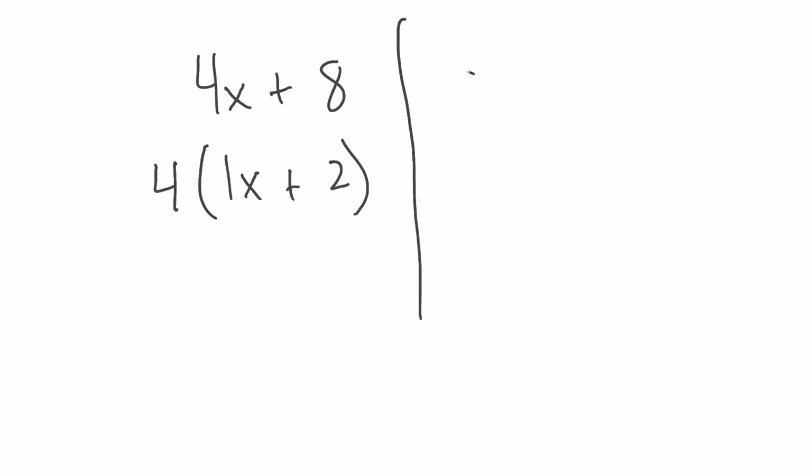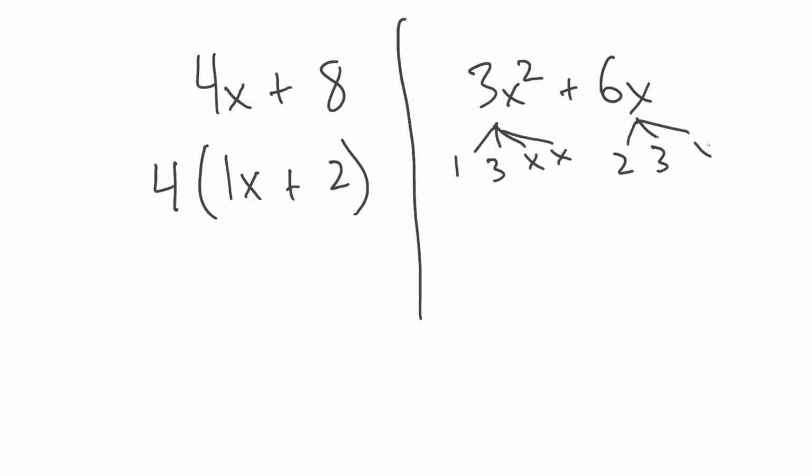Let's look at another example. Let's say I had 3x squared plus 6x. Now, if I were to factor this, I would say 1, 3, and then x, and an x, and if I was to look at 6, I would say 2, 3, and x. Again, I want to find out what the GCF is. So I see that I have a 3, and I also see that I have an x. And so what I do is I say I have 3x, right?